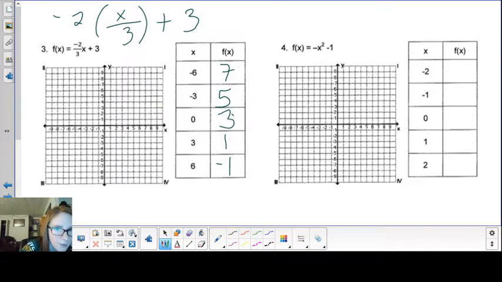So negative 6, 7. Negative 3, 5. 0, 3. 3, 1. And 6, negative 1. Again, my points aren't exactly in the right spot, so this one's a little off and this one's a little off. Same idea. You get the gist.